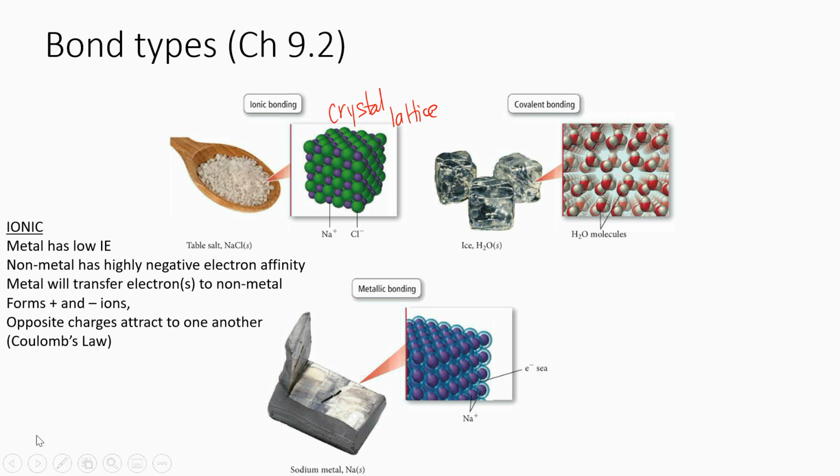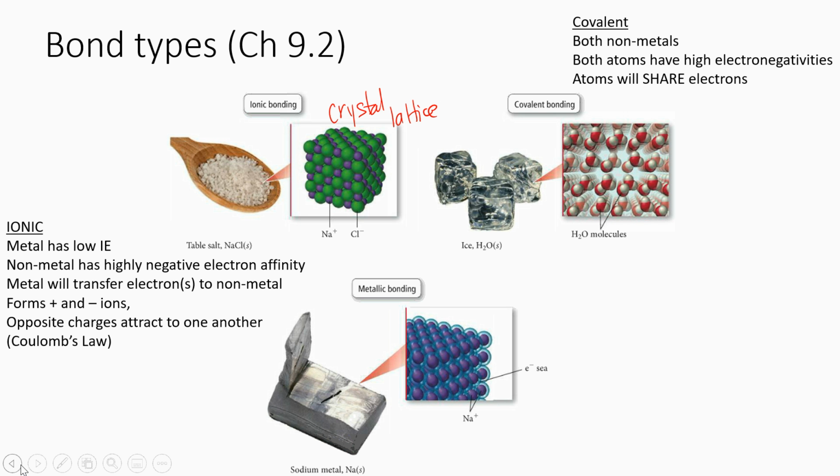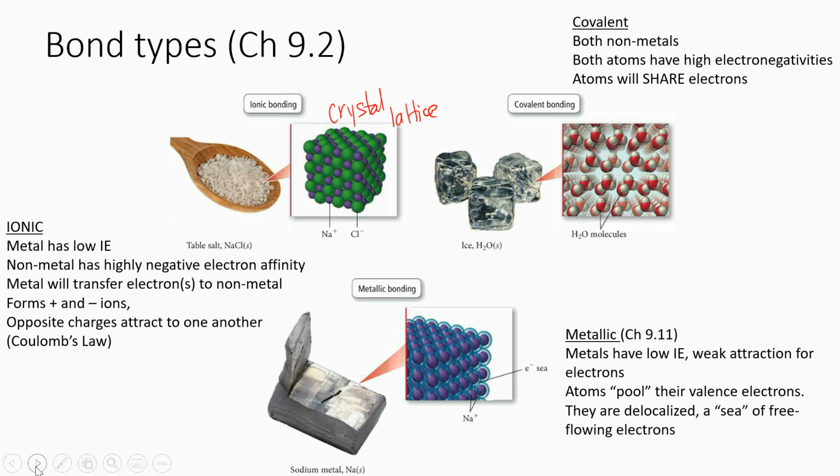Looking over here at covalent bonding, this is when you have a group of nonmetals. They all have really strong attractions for their electrons, so the atoms are going to share electrons. So no one really wants to give up their electrons, they're just going to share. In metallic bonding, you've got a group of metals, they all have a weak attraction for their electrons. They kind of pool their electrons together and everyone shares them, and they're delocalized. They can move anywhere around this solid. That's what allows metals to conduct electricity well.